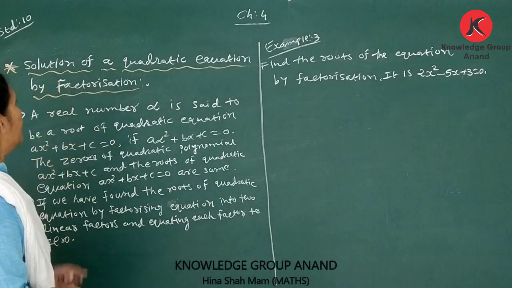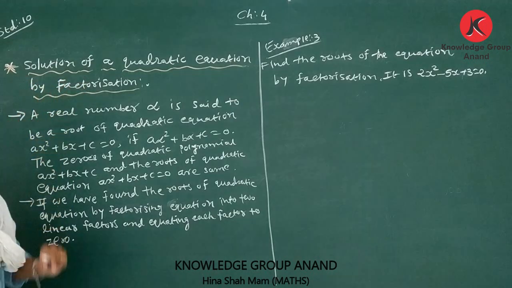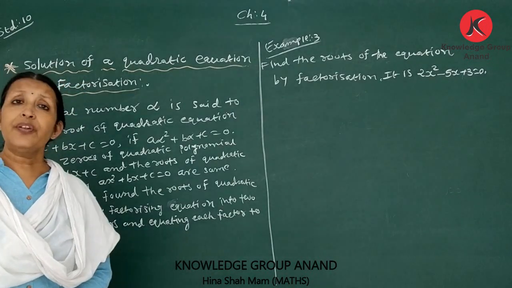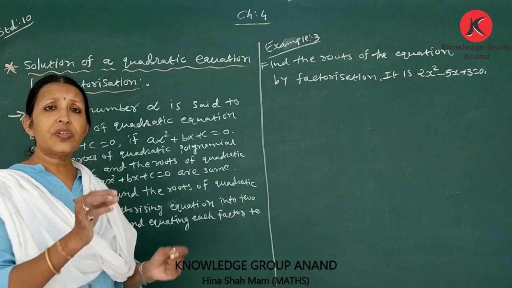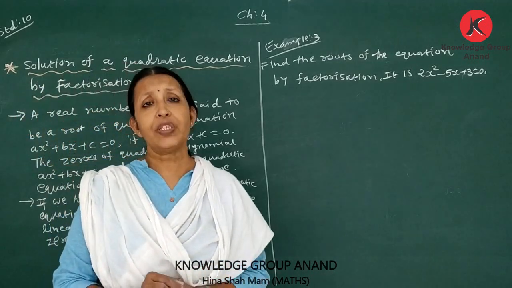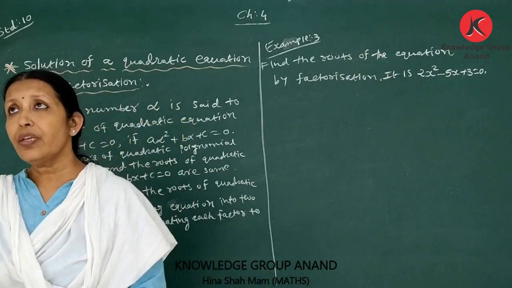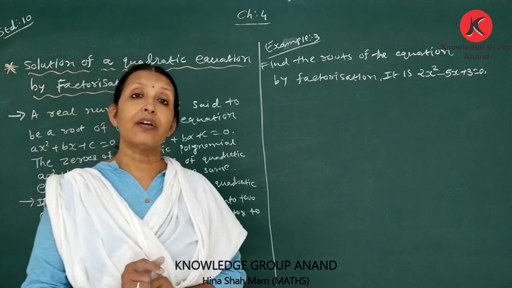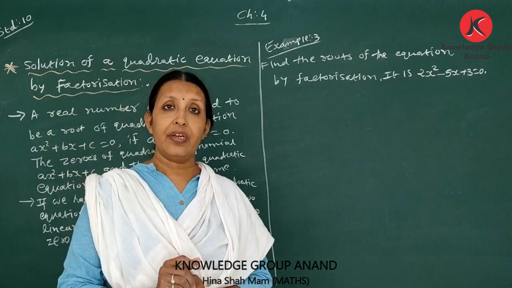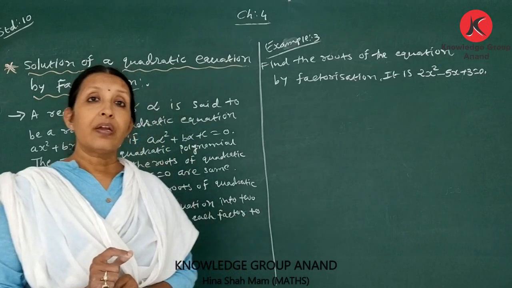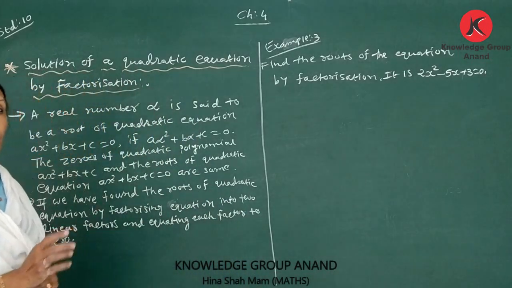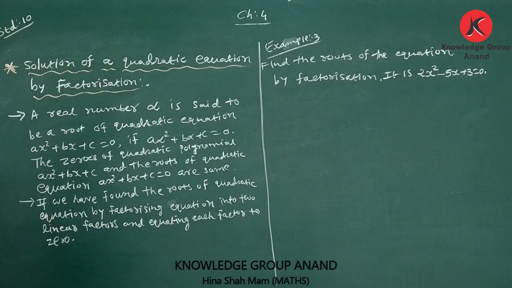Here, the method is factorization. We know factors, so it uses factors. We use the splitting method, splitting the middle term. In standard 9 we learned the splitting method of factorization.